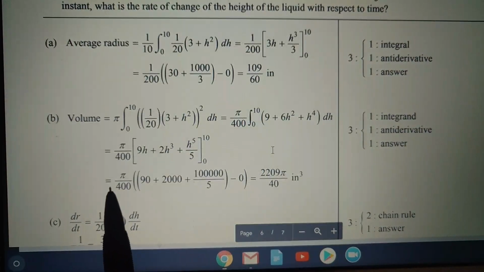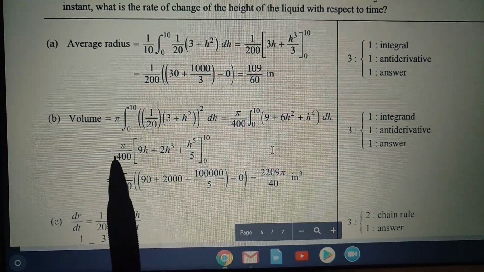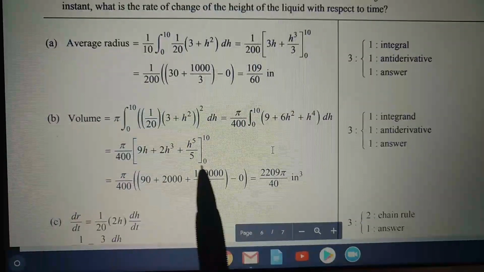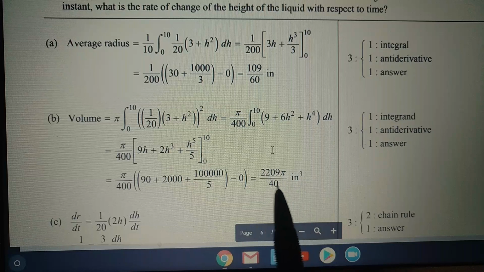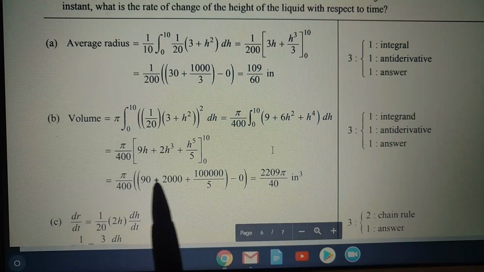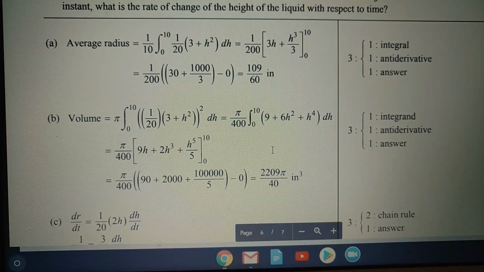And you could have left it like this. This does not get you the point for the answer. You actually have to evaluate, but this does. So you could have simplified, or you could have just left it just like that. Full credit for leaving it like that.